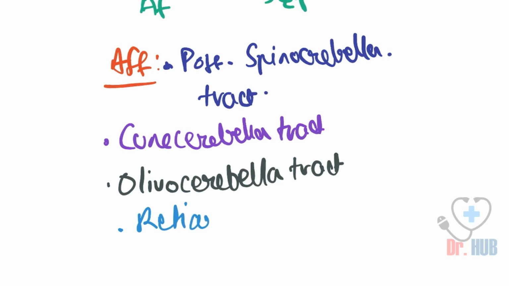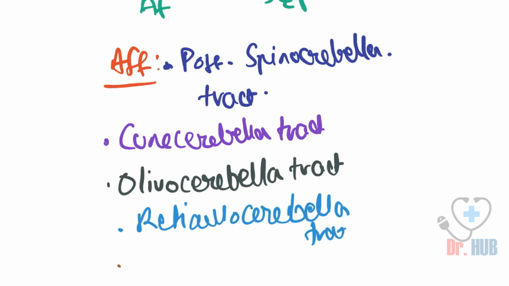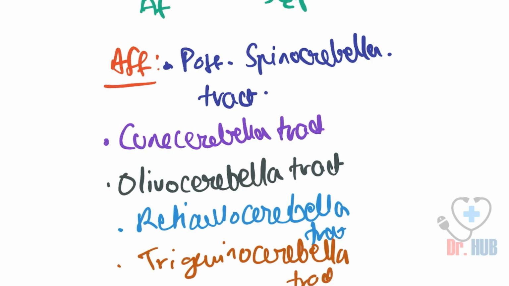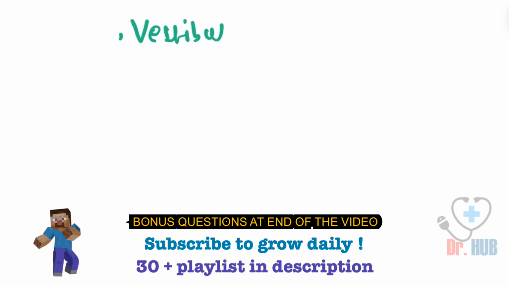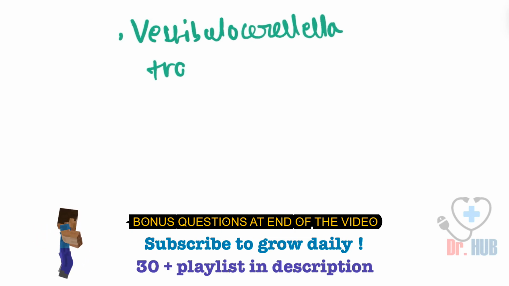Then there is also the reticulocerebellar tract, and the trigeminocerebellar tract. And lastly, the inferior cerebellar peduncle also includes the vestibulocerebellar tract.